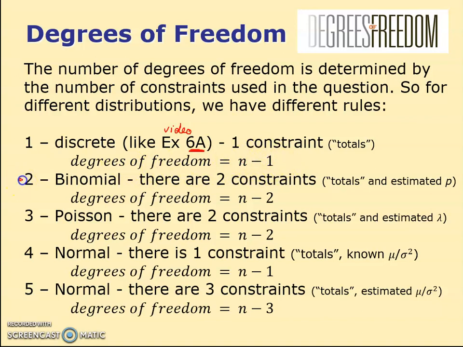Now if we do binomial, Poisson or normal tests, there are different numbers of degrees of freedom. So you kind of have to learn the rules. For binomial, it's n-2. For Poisson, it's n-2. And normal is a bit weird. It can be n-1 or even n-3, depending on whether or not we know or we have estimated our values of mu and sigma squared. The ones we did last year were just n-1. So you need to know what type of distribution you're looking at.